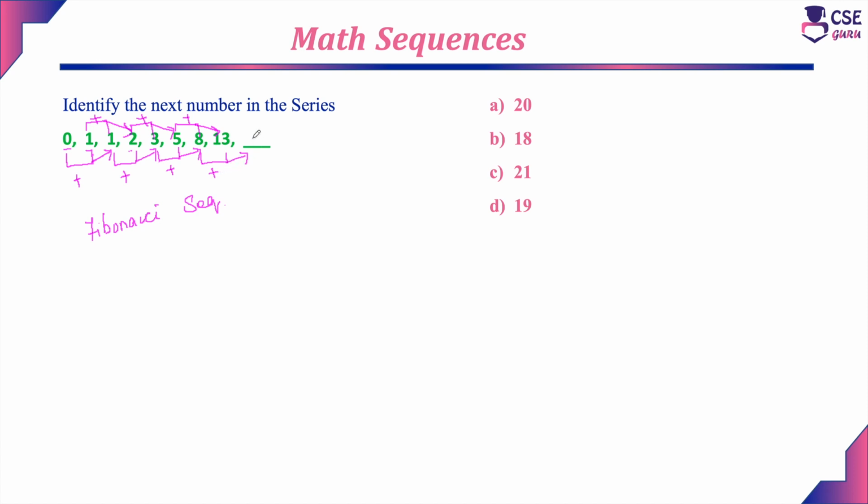Okay, so this is nothing but 21. And if you want to get the next term, add the previous two terms. 13 plus 21, we will get the next term, that is 34. Likewise, the pattern continues. So this is nothing but the Fibonacci sequence. So the correct option here is option C, 21 for this term.